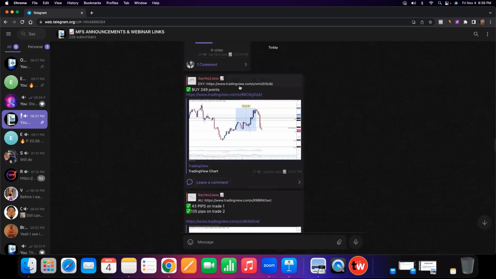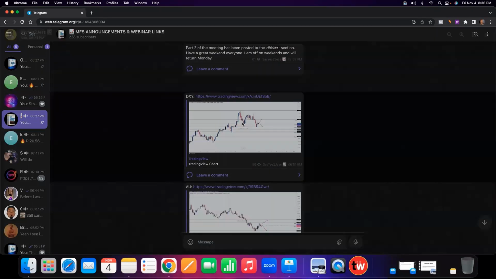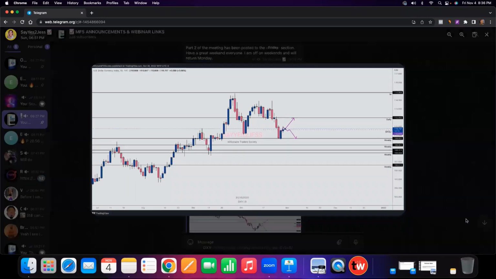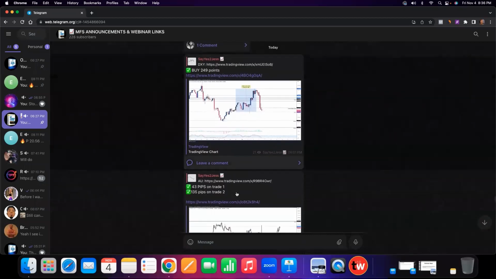All right. So the trade idea provided right here was for DXY. And if you've been following my videos, there is a technique that I teach in regards to what I'm looking for. So we call it the say yes to Jess level. And that one right here played out.